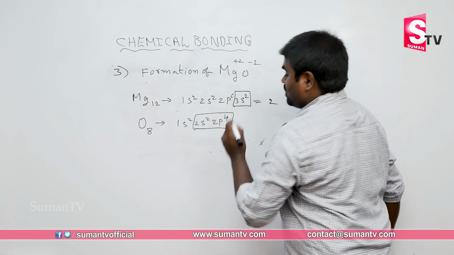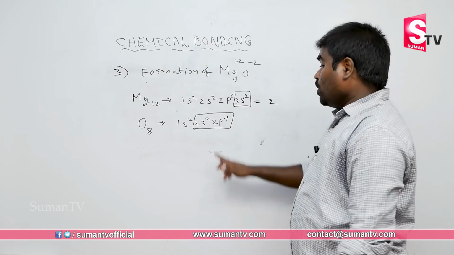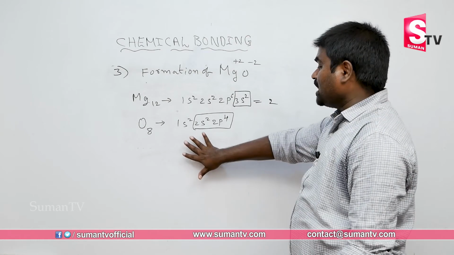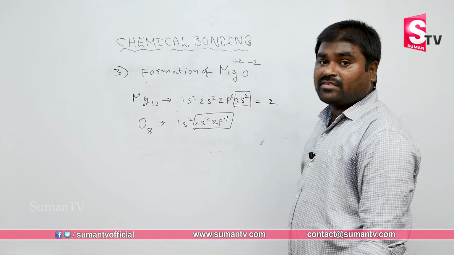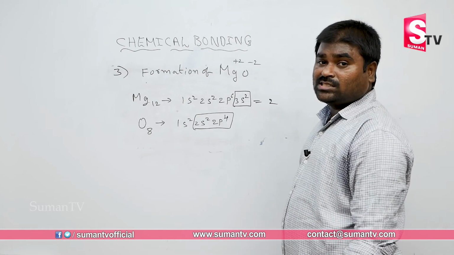2s2 2p4. 4 plus 2, 6 are there. To become more stable, how many electrons are required? 2 electrons required, no? Then losing 6 is easy, or gaining 2 is easy. Gaining 2 is only easy, no?